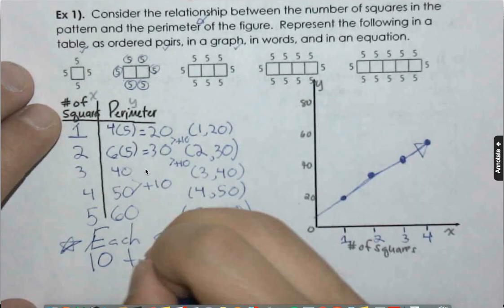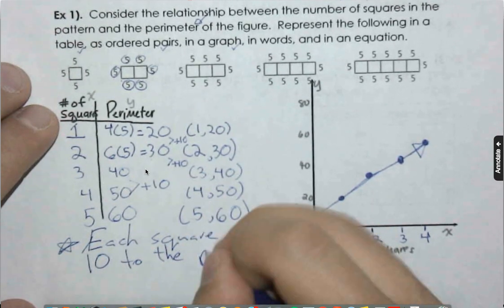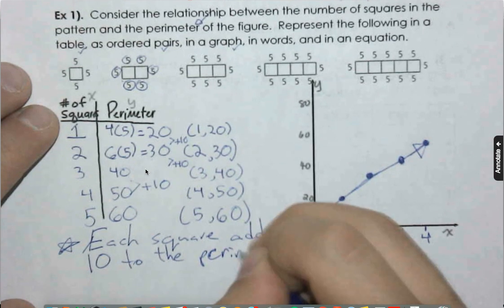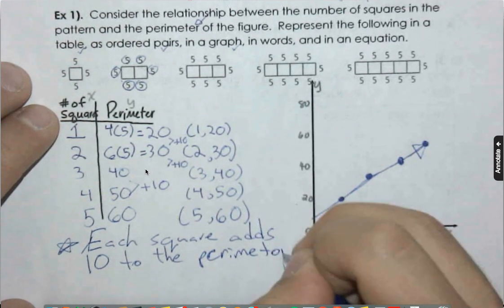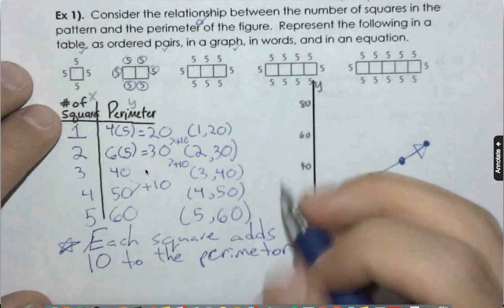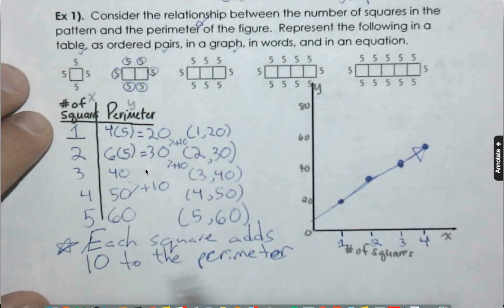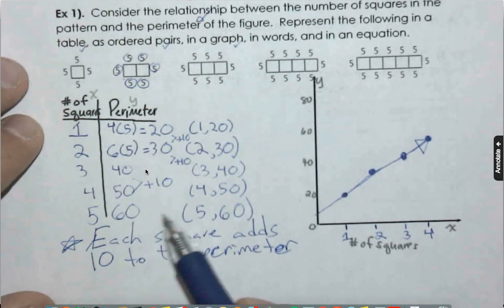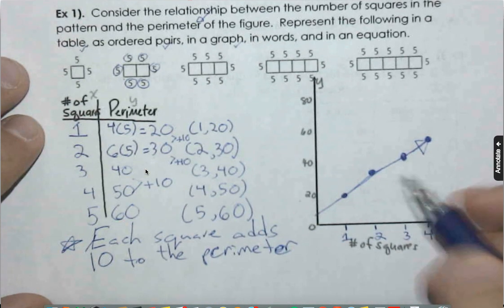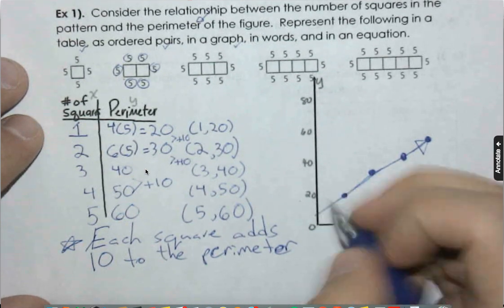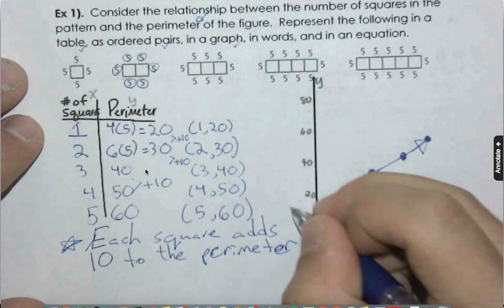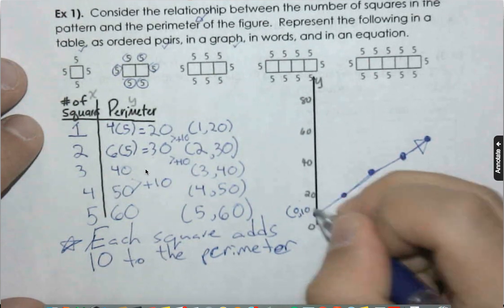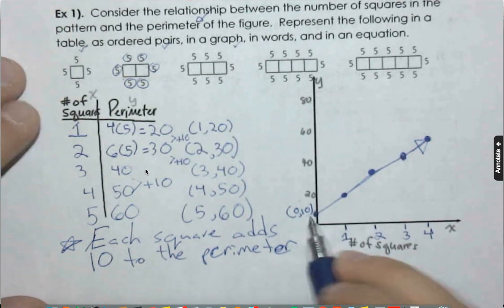And to the perimeter. As far as an equation goes, if we work backwards, it's as if we are eventually starting at 10. So we could say that no matter what, we have to start with 10 units.